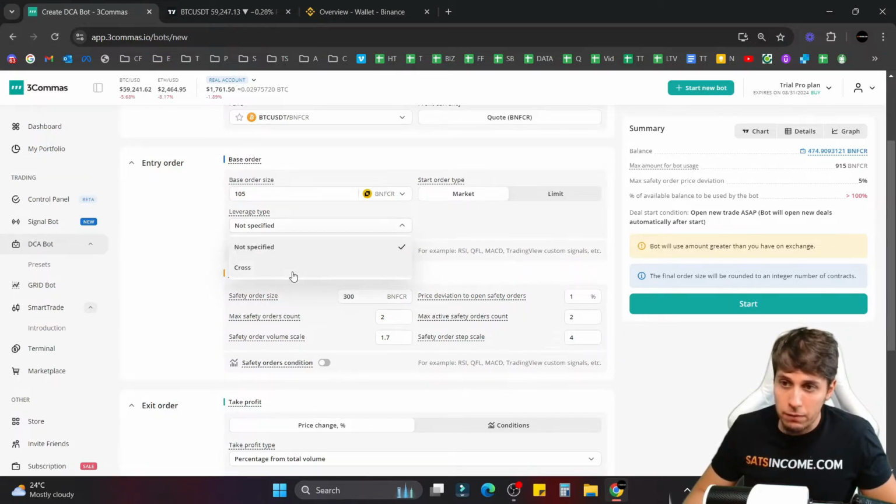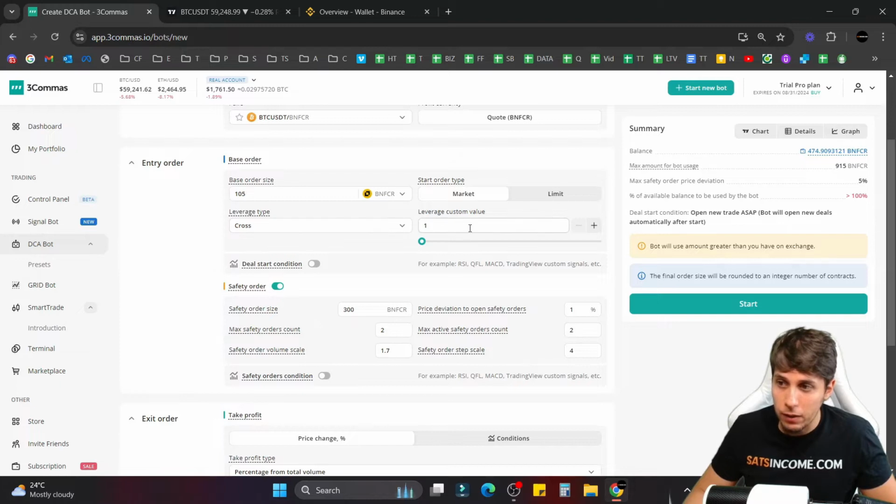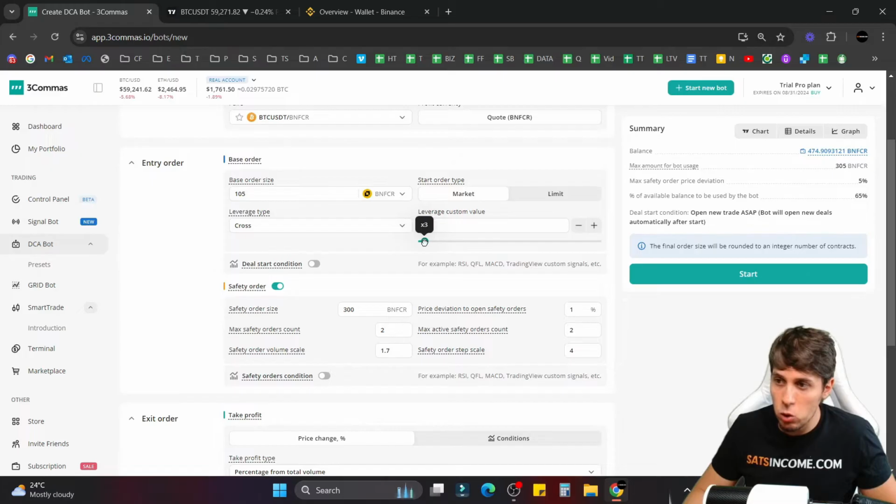Leverage type not specified, you have to select cross right here, and to apply leverage if you want to. In this case, we're not really gonna need to apply leverage because we have $400 available, and the bot is gonna need only $105. But the reality is that we're gonna be setting some more bots afterwards, so we might need some funds. So let's do something very small like 2x leverage.